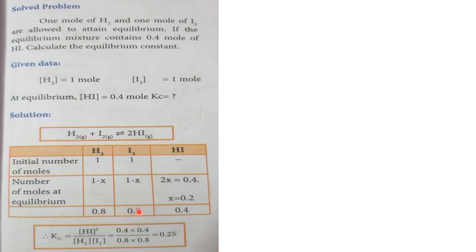Okay, so all the concentration values you know, just substitute them into Kc. Kc is equal to HI the whole square divided by H2 into I2. So instead of HI you have to substitute 0.4. So 0.4 the whole square divided by 0.8 into 0.8 is equal to 0.25. Okay.